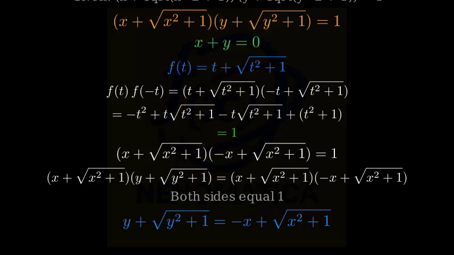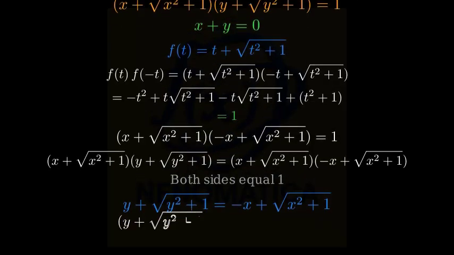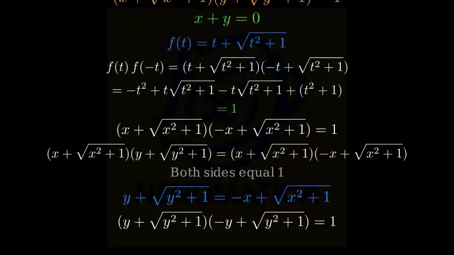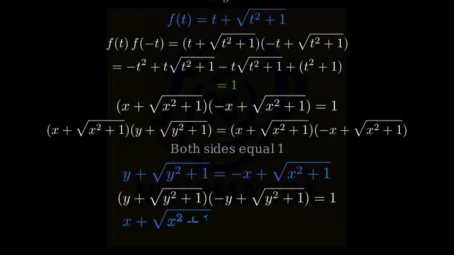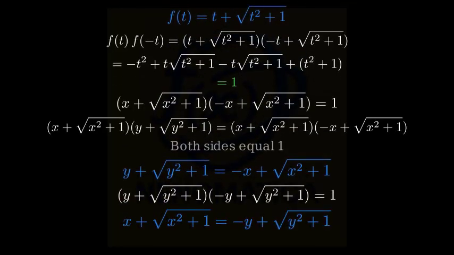By symmetry, repeat the same argument with t equals y. Then y plus square root of y squared plus 1 times negative y plus square root of y squared plus 1 equals 1. Matching the given product again and canceling the positive factor, we obtain x plus square root of x squared plus 1 equals negative y plus square root of y squared plus 1.